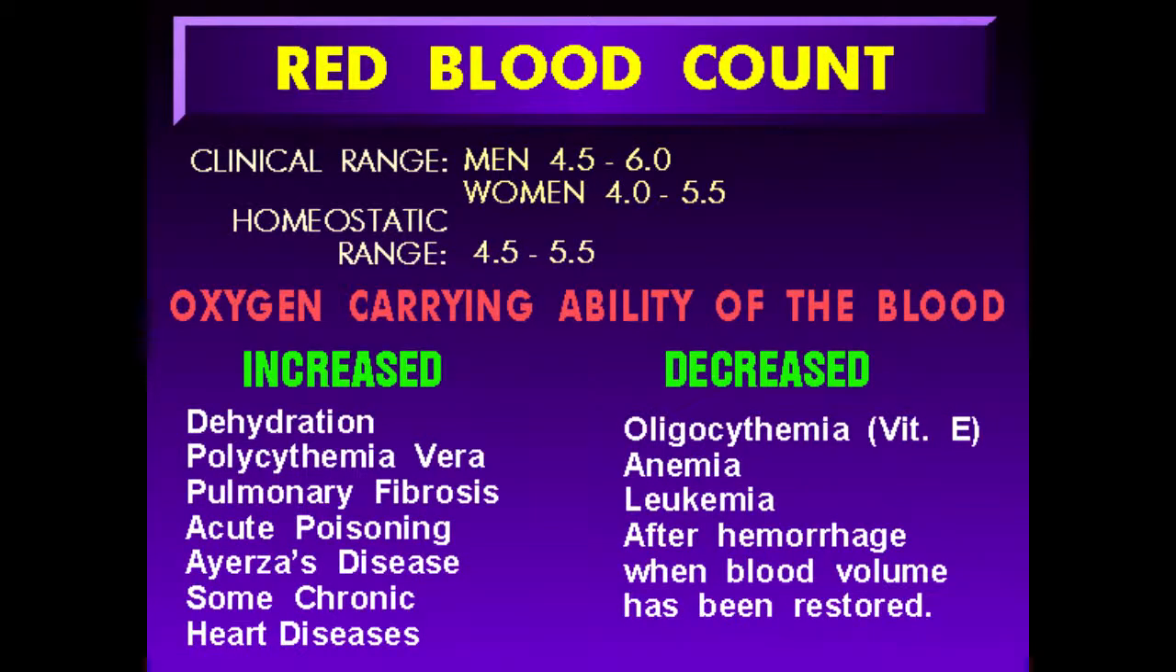Red blood cell counts will reveal the oxygen-carrying ability of the blood. The primary organ involved is the spleen. A pathologically increased red blood count may be the result of dehydration, polycythemia vera, some chronic heart diseases, acute poisoning, pulmonary fibrosis, and Addison's disease. Depressed red counts are due to anemia, leukemia, and after hemorrhage when the blood volume has been restored.